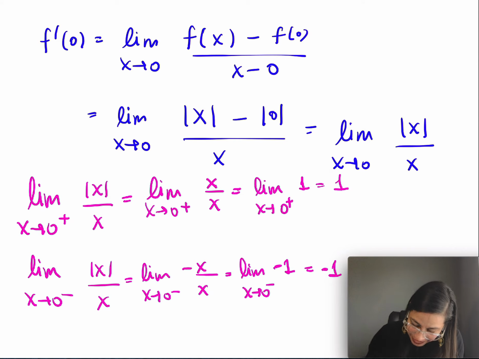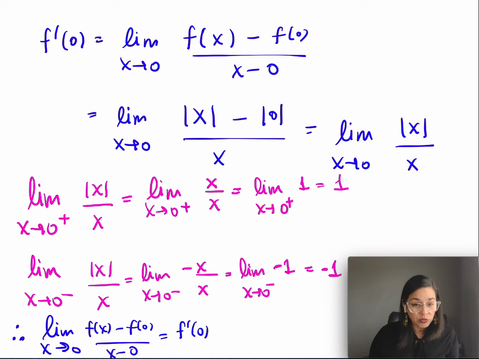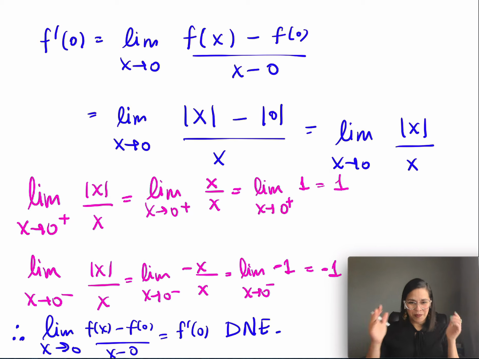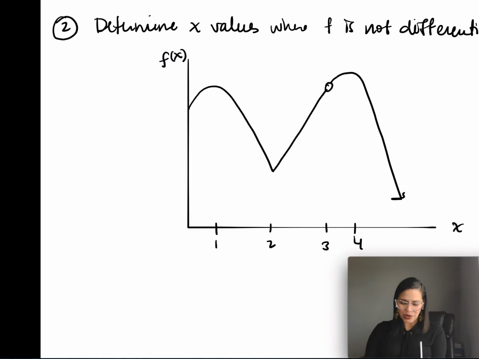So what we're saying is that, therefore, the limit as x approaches 0 of f of x minus f of 0 over x minus 0, aka f prime of 0, does not exist. Okay? Perfect. So this is how you prove that absolute value of x is not differentiable at x equals 0. Okay? Let's do another example.